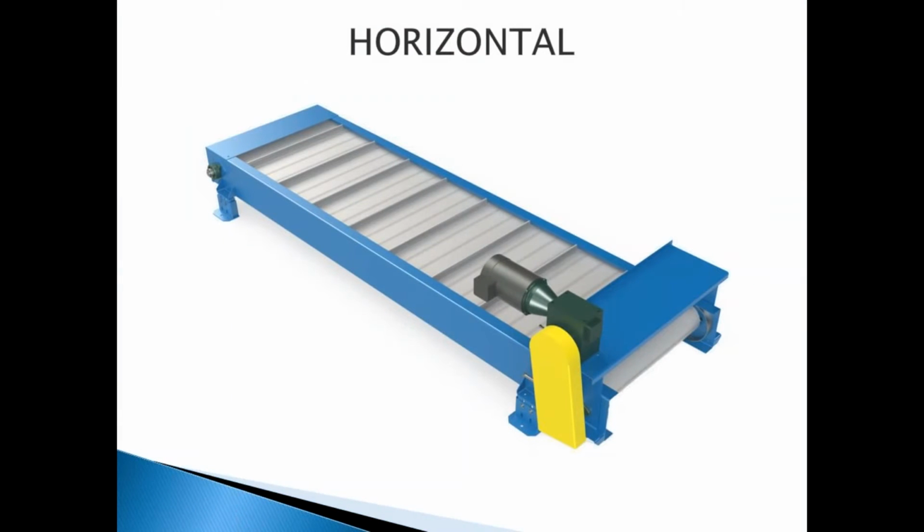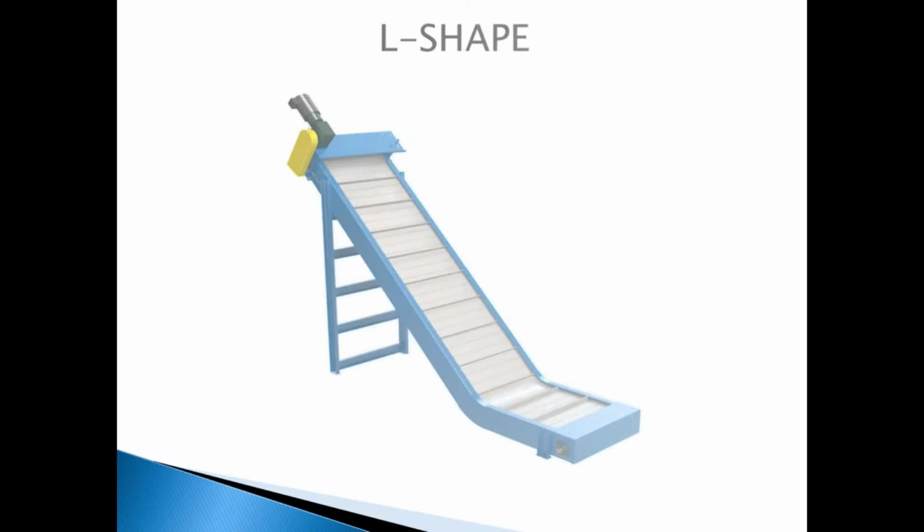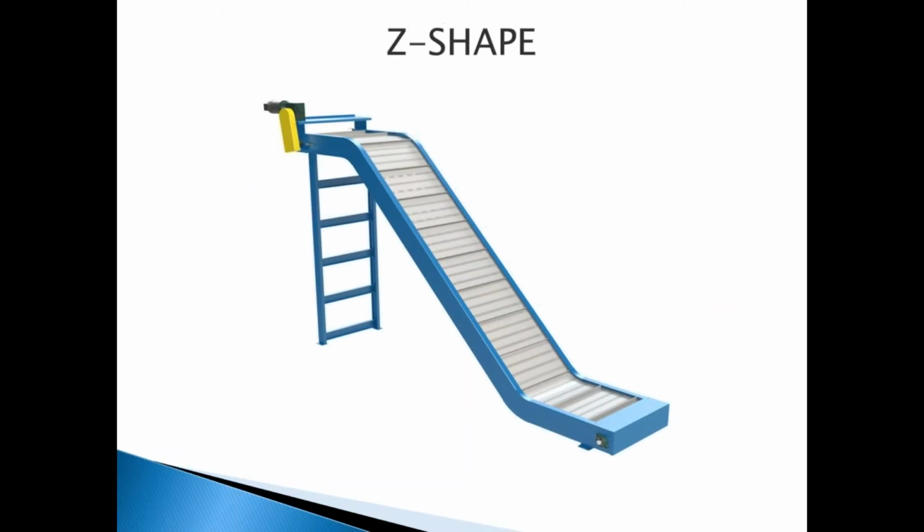We offer a horizontal, which is just a flat conveyor. We offer the L shape that comes with a feeder. We also offer a V shape, which has the feeder and a nose over.